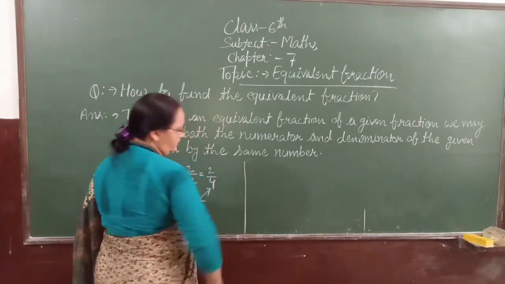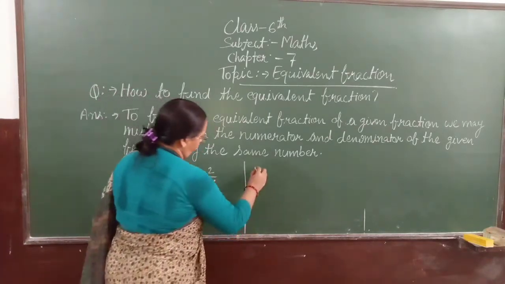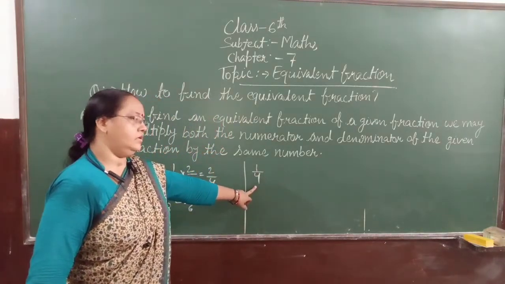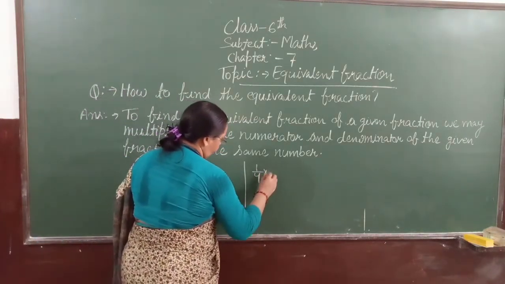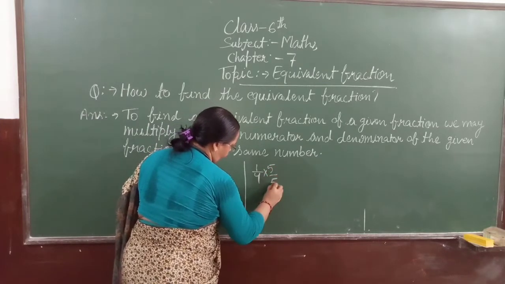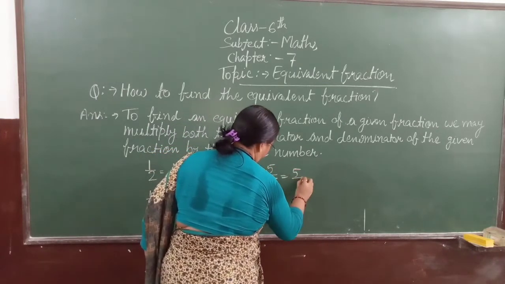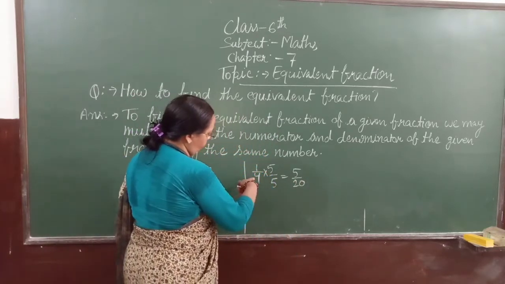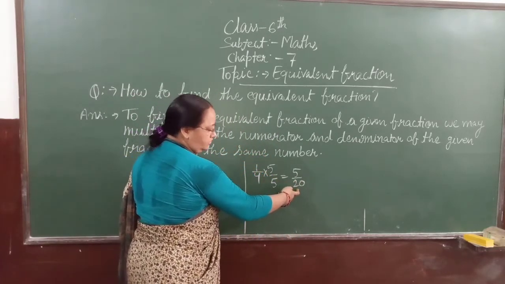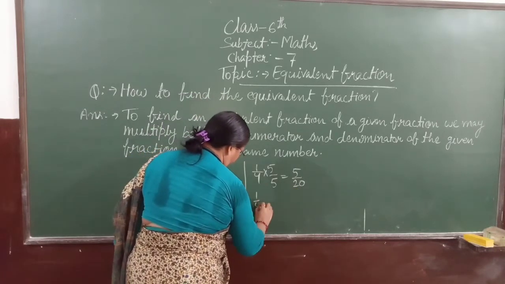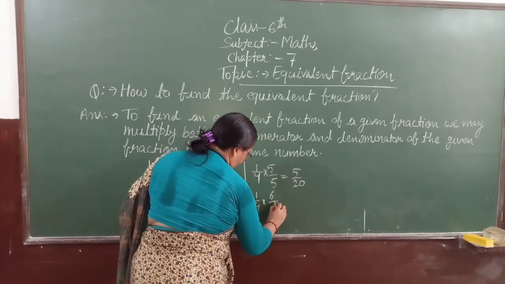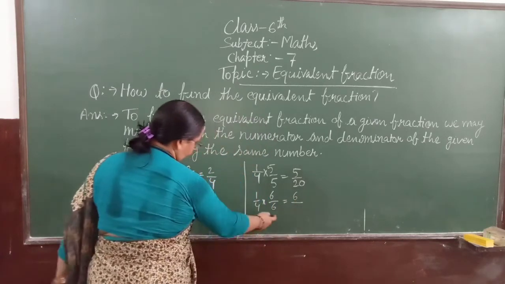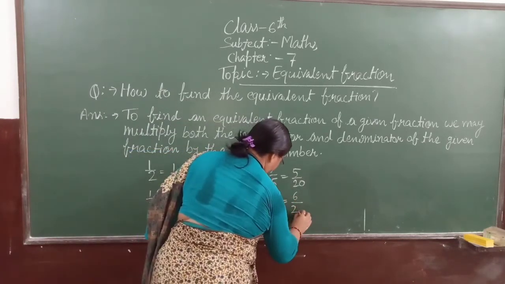Again, another example like 1 upon 4. We have to create its equivalent fraction. We multiply 5 upon 5, like 5 upon 20. 1 upon 4 is the equivalent fraction of 5 upon 20. 1 upon 4 multiplied with 6 upon 6, that is 6 upon 24.